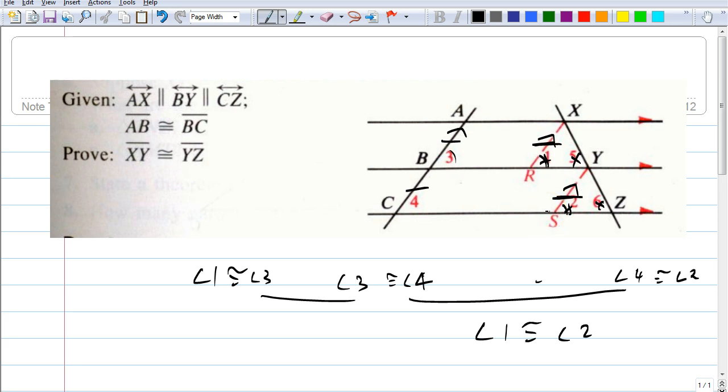Would you not agree? So for these angles we use transitive. For these sides we use transitive. Therefore, we know that these two triangles are congruent by angle, angle, side. Does that make sense? Question?